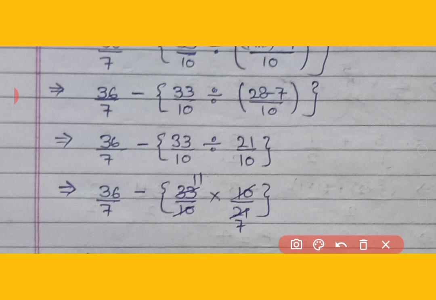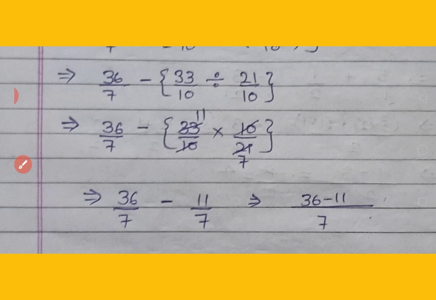21 upon 10. So as you know, during the division of fractions, the number on the right side of the division sign will be reciprocal. So 21 upon 10 became reciprocal and became 10 upon 21. 10 divided by 10 is 1 time, and 21 and 33 both are divisible by 3. 3 7s are 21 and 3 11s are 33. So only 11 upon 7 remained. The medium bracket opened and this became 36 upon 7 minus 11 upon 7.